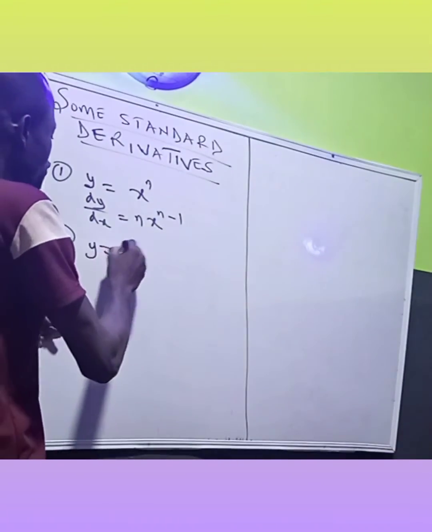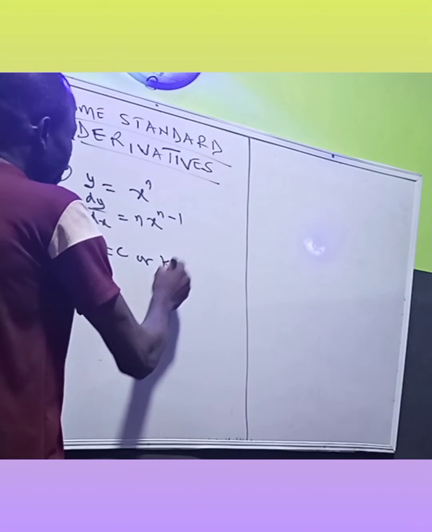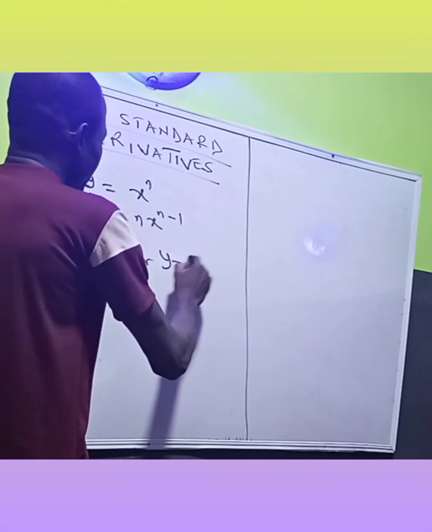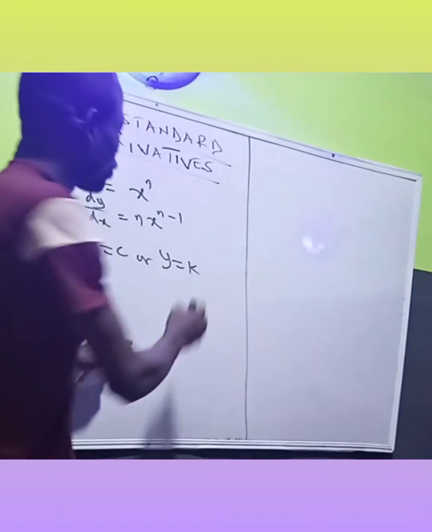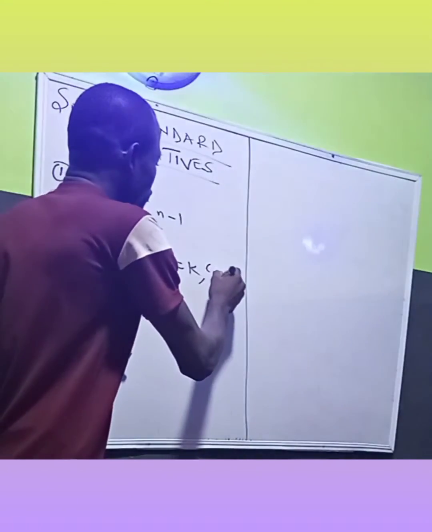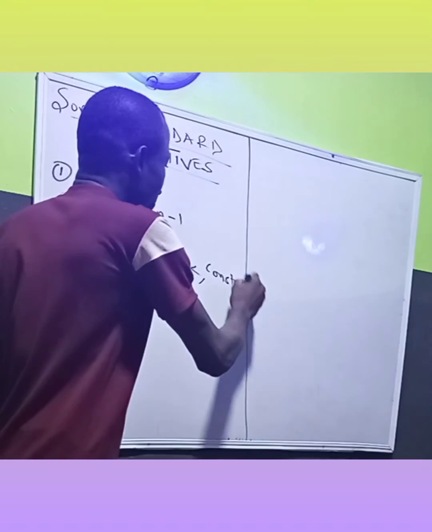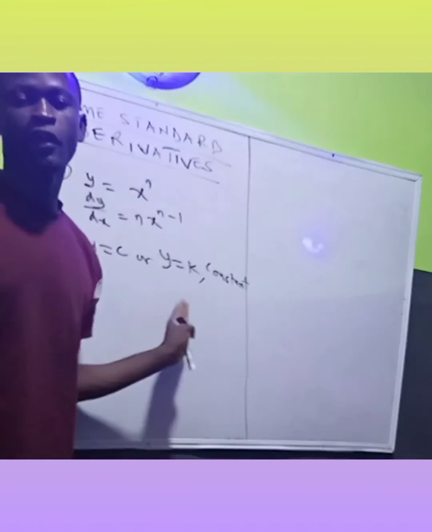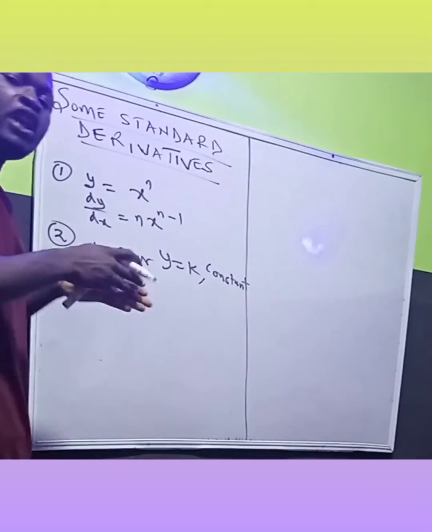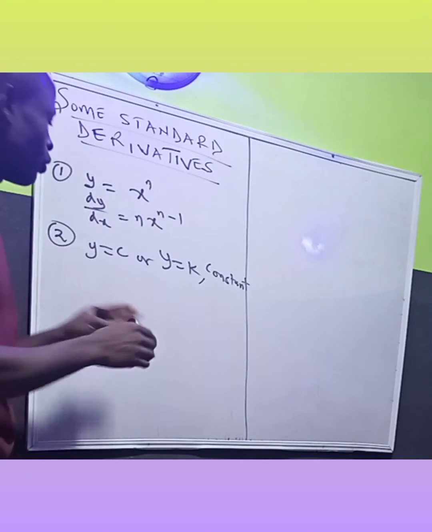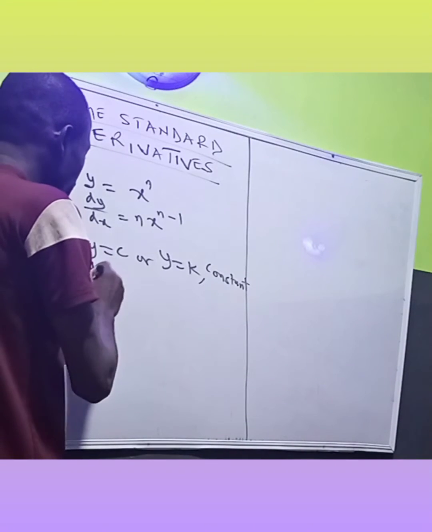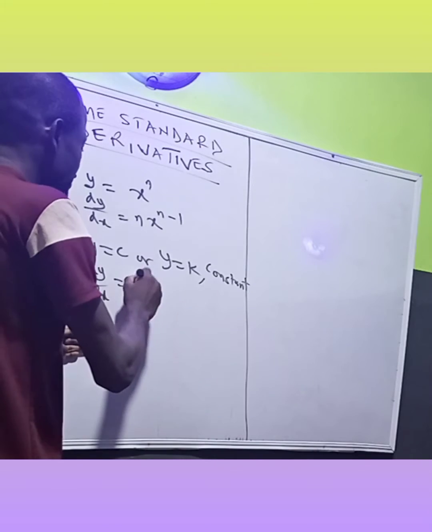The next one is number 2. If y equals c or k, let's say y equals k, and k is a constant, c or k, any of them can be used as a constant. So if you differentiate a constant, the answer is 0. So dy/dx of a constant is 0.